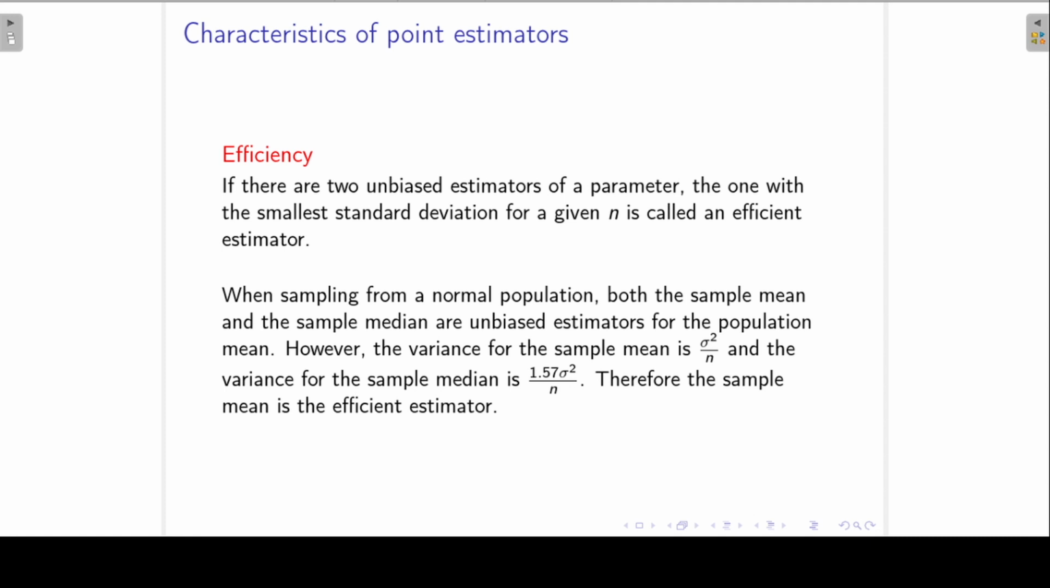So the expected value of the sample mean and the expected value of the median will give me the mean of the population. However, the variance for the sample mean, which we now know is sigma squared over n, is smaller than the variance for the sample median. The variance for the sample median is given by 1.57 sigma squared over n, and therefore we will prefer the sample mean as an estimator to the median as an estimator, because it has a smaller variance.